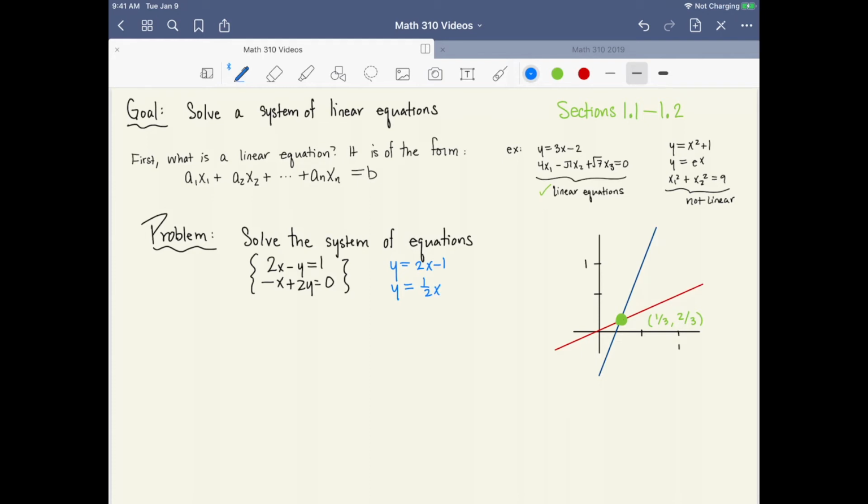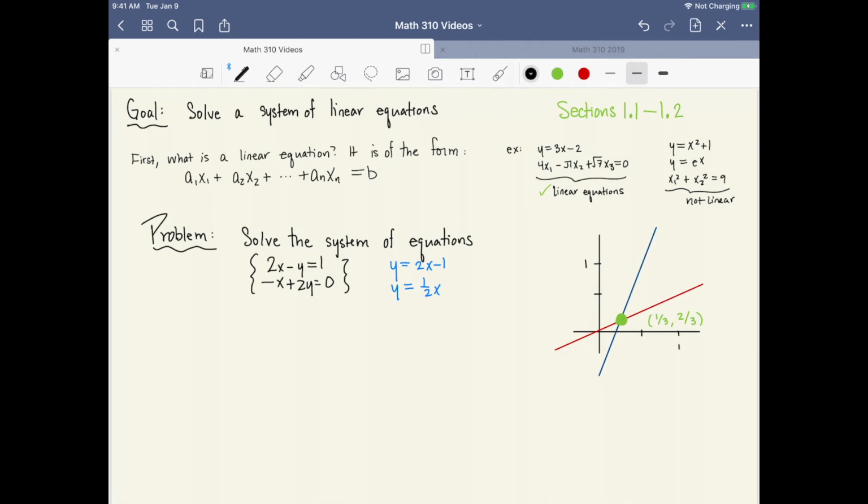And I actually have these two lines plotted over here in a rough sketch. So these lines are not parallel, and they intersect in the green point. And we'd like to find that green point. As it turns out, it's going to be 1/3, 2/3, but we'll arrive at that solution shortly.